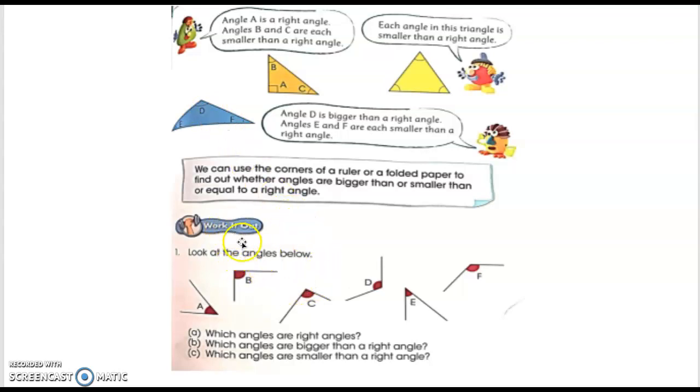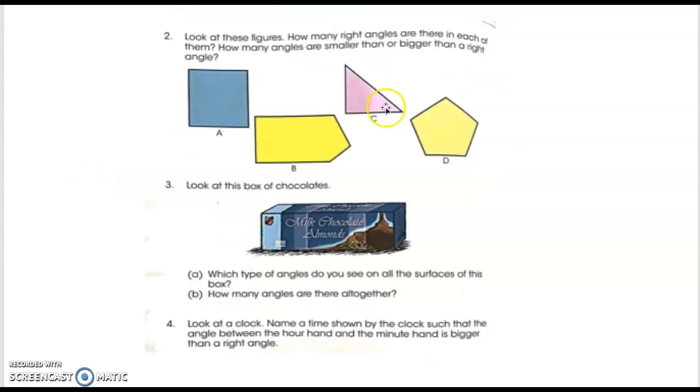Now look at this workout. Look at the angles below. Which angles are right angles? Now B and C, they both are right angles, right? Which angles are bigger than a right angle? D and F, isn't it? Which angles are smaller than a right angle? A and E, obviously, right? Now let's move on to the next page.